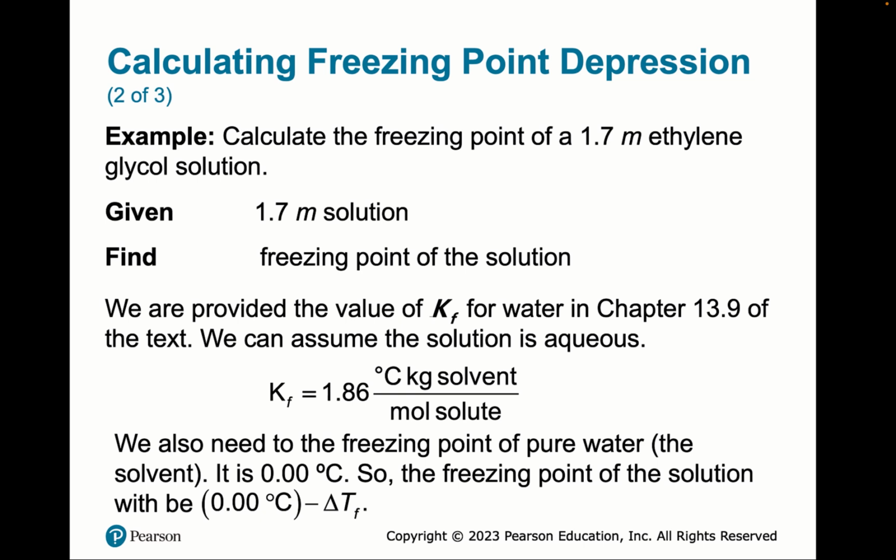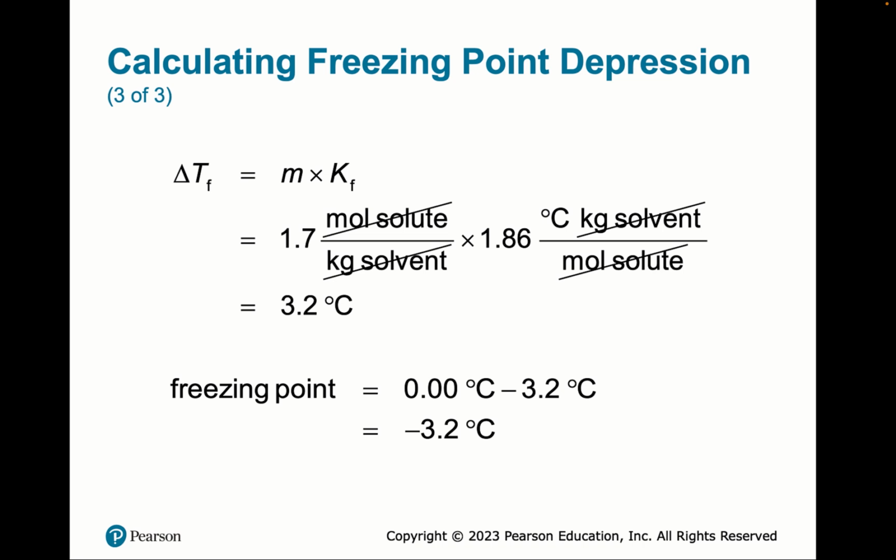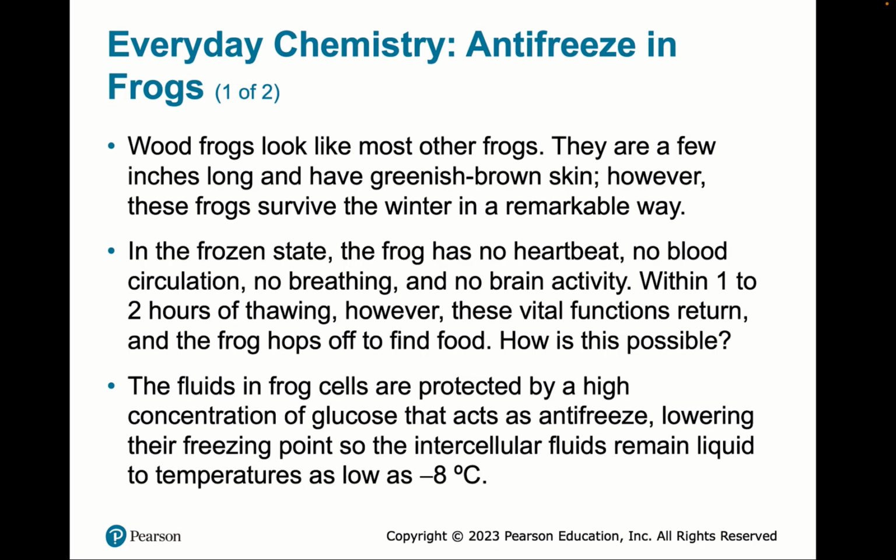But okay, let's calculate the freezing point of a 1.7 molal ethylene glycol solution. Ethylene glycol is antifreeze. It's the stuff that's in your car. So the delta TF is the molality times the freezing point depression constant for water. So it's 1.7 times 1.86. We get 3.2 degrees Celsius. And we're like, oh, we're done. But don't forget, it's freezing point depression, so it goes down. The freezing point is now negative 3.2 degrees Celsius. And you can see now why we call it antifreeze. It's keeping it from freezing.